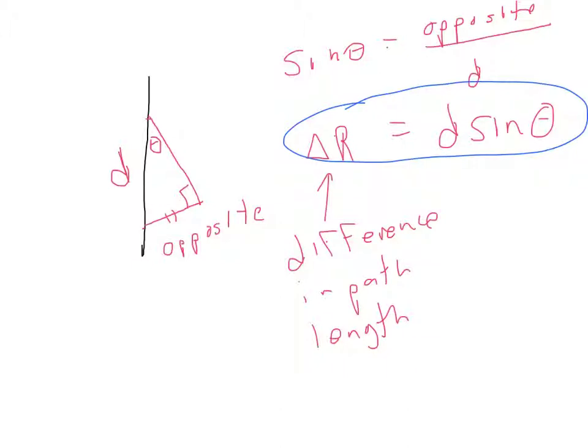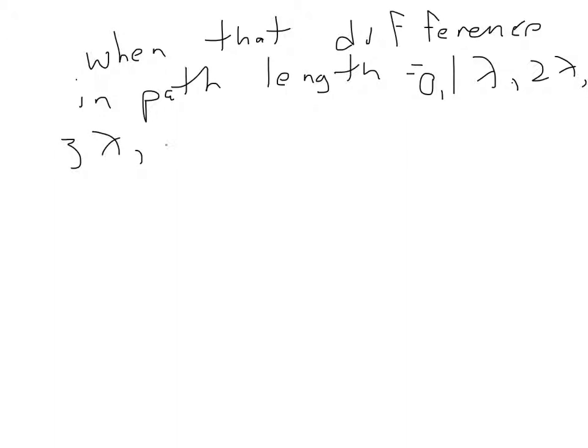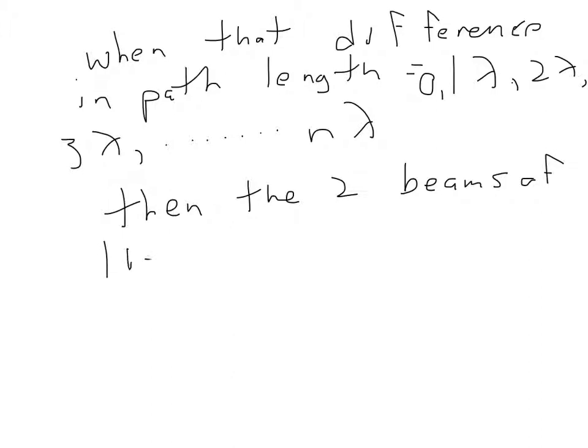Okay, new slide. So when that difference in path length is equal to zero wavelengths, one wavelength, two wavelengths, three wavelengths of light, etc., some integer number of wavelengths of light, which I'll call n, then the two beams of light interfere constructively. They build each other.